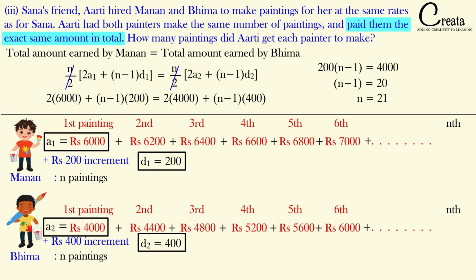So both Manan and Bhima have completed 21 paintings: 21 paintings by Manan and 21 paintings by Bhima. That is the answer to the question. So we are done with this question. Let's move to the next question.